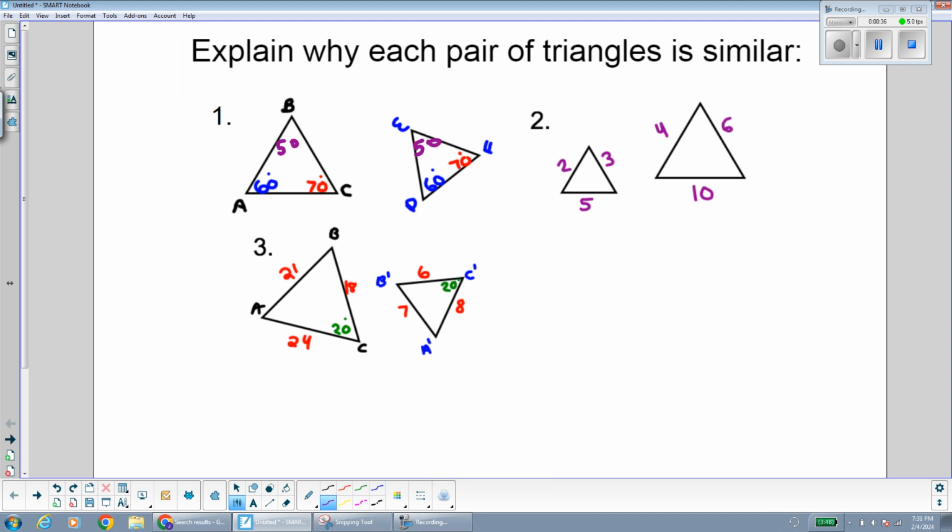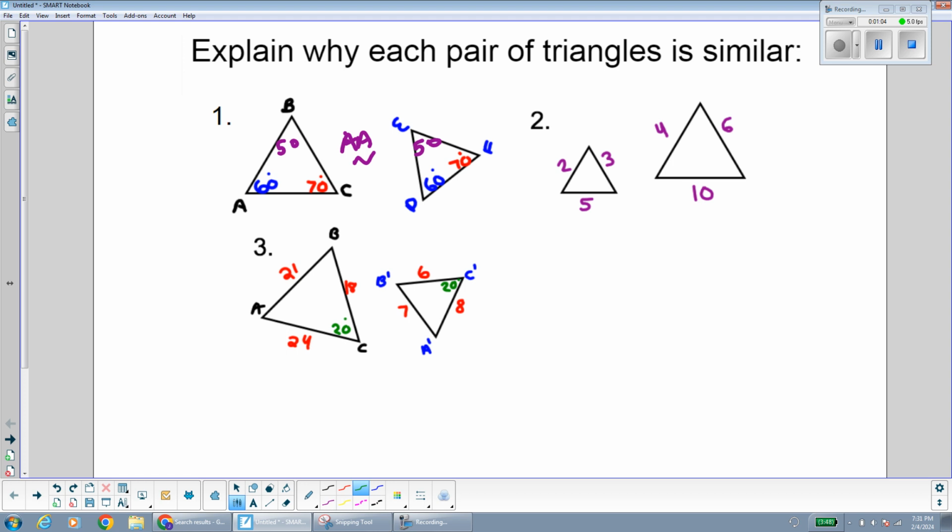These two triangles here have three pairs of congruent angles, so we can say that they're similar to each other by AA. As long as two pairs of corresponding angles are congruent, the third pair of angles also has to be congruent as well. Two pairs is enough to show that they're similar by AA.